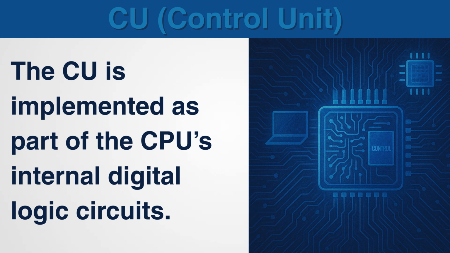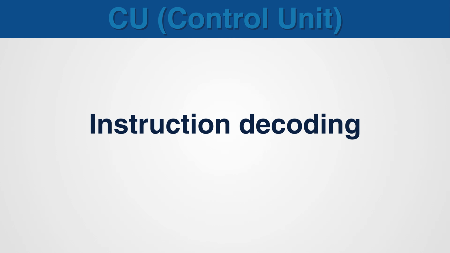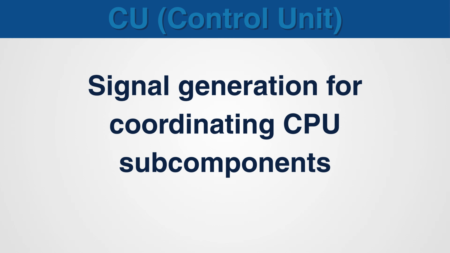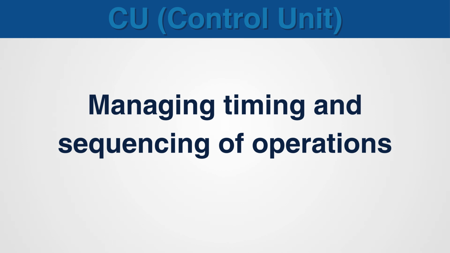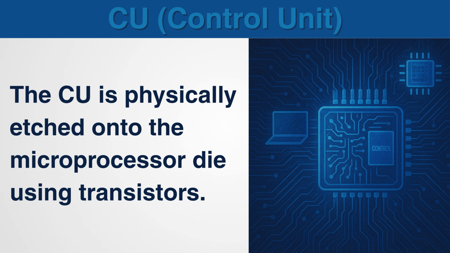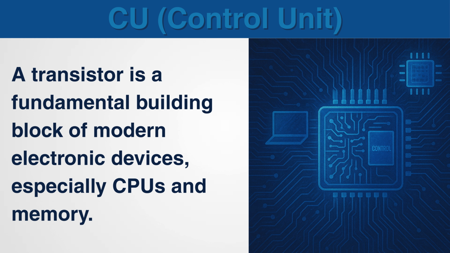The CU is implemented as part of the CPU's internal digital logic circuits, designed to carry out specific control tasks like instruction decoding, signal generation for coordinating CPU subcomponents, and managing timing and sequencing of operations. It's physically etched onto the microprocessor die using transistors, just like other CPU elements: ALU, registers, cache, etc.